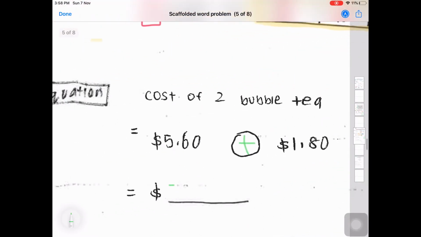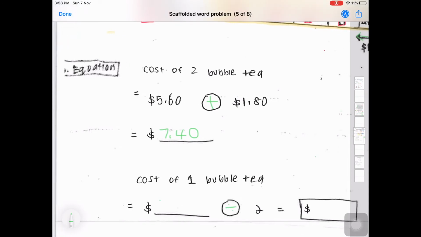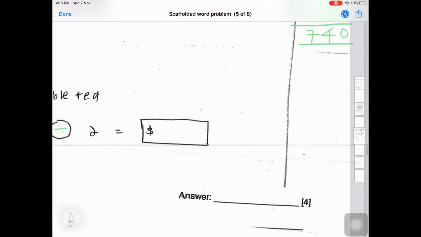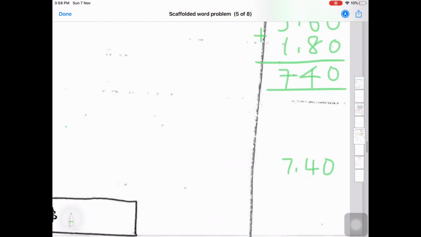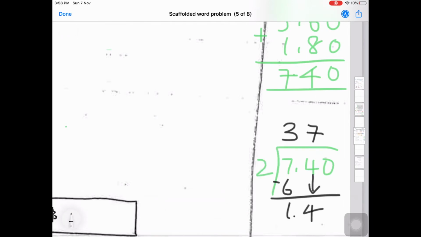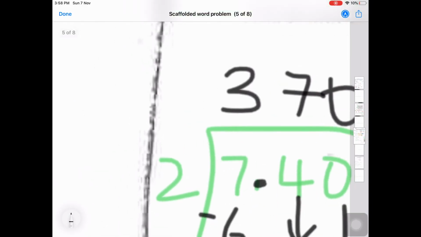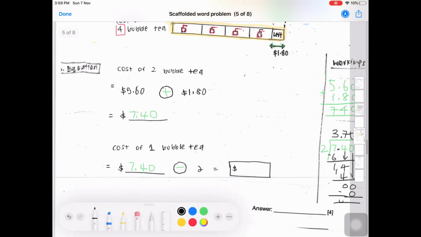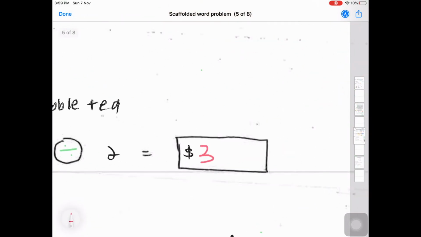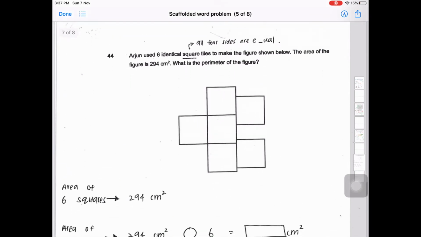That's $7.40. So to find the cost of 2 cups of bubble tea, we split $7.40 into 2 to find 1 cup of bubble tea. So the cost of one bubble tea is $3.70. Now let's look at question 44.